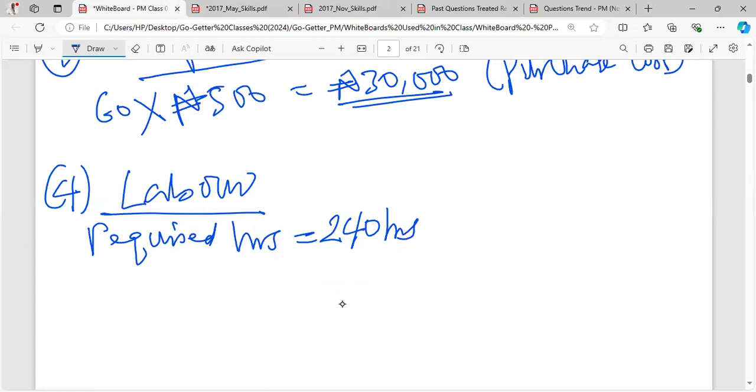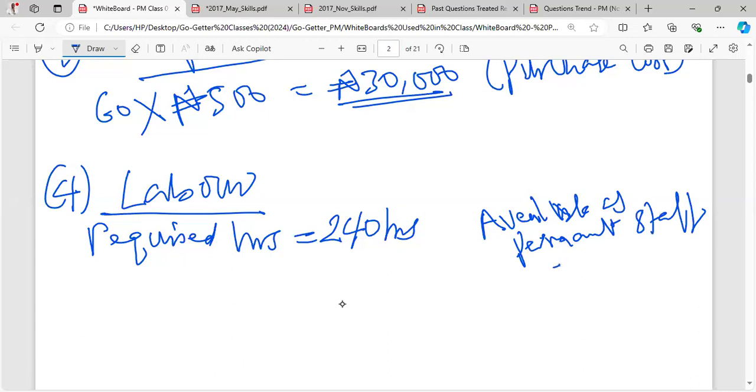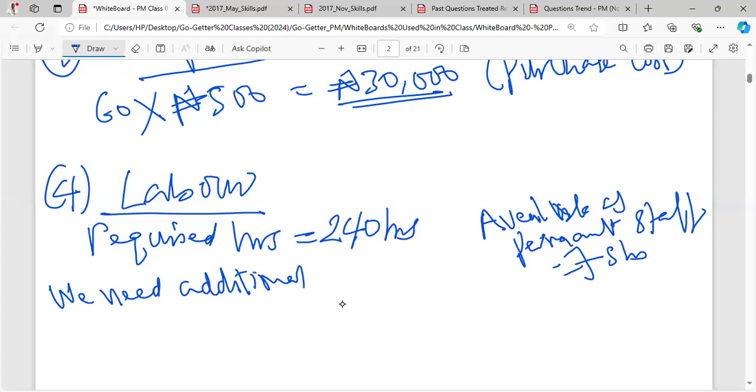this requires 240. Available, they have 75, or we say available as permanent staff, 75 hours. So we need additional workforce.